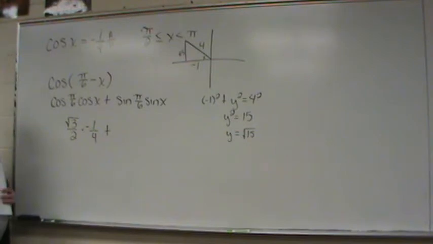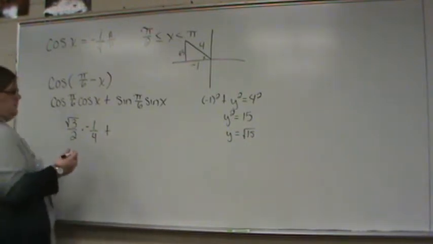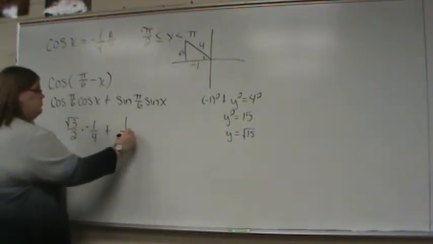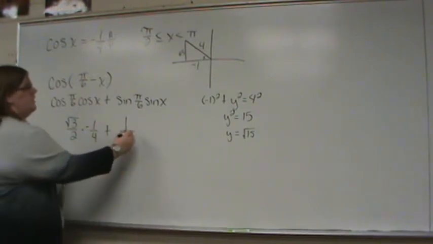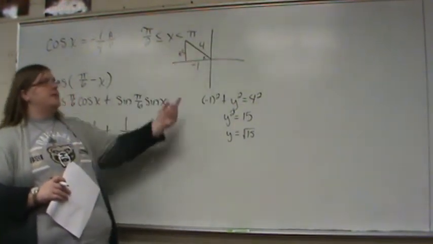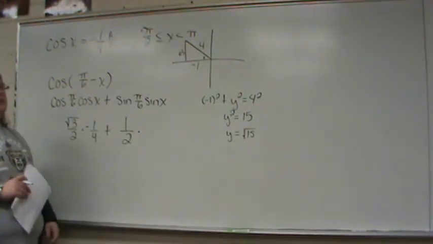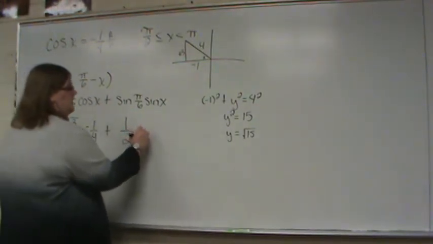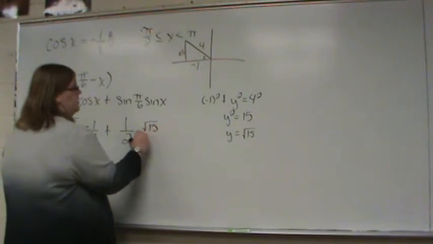So what's the sine of a pi over 6 angle? 1 over 2. And then we're multiplying by the sine of this angle that we defined the triangle for. And that's root 15 over 4.